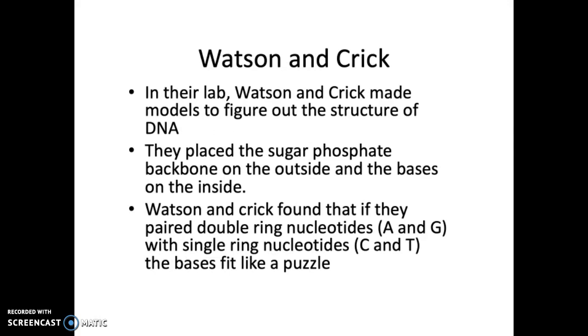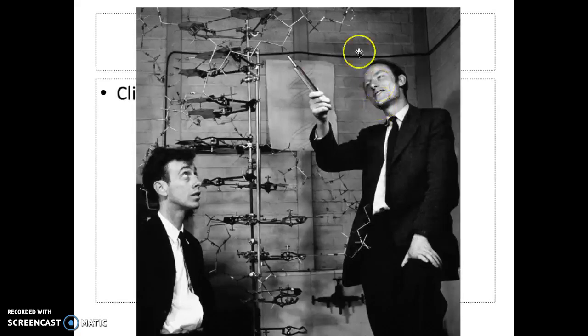So basically in their lab, Watson and Crick made models to figure out the structure of DNA instead of doing those mathematical calculations that Franklin was doing. They placed the sugar phosphate backbone on the outside and the bases on the inside. Then they found that if they paired double ring nucleotides, which are A and G, with single ring nucleotides, they fit like a puzzle. And this was their early structure. So the bases are in the center, and then like this would be a ribose, and so on.